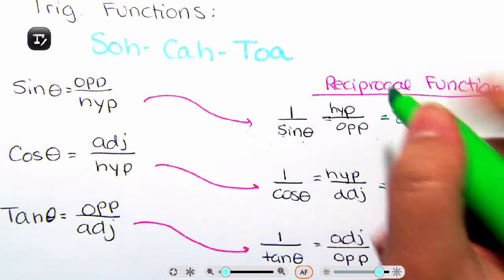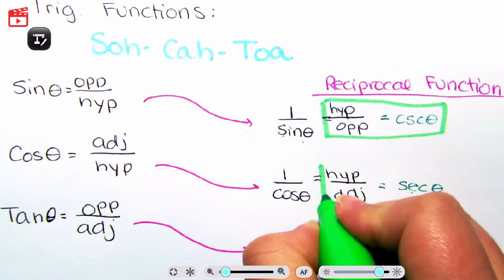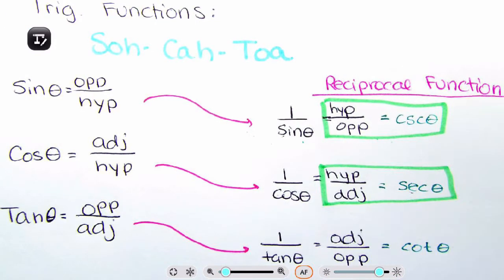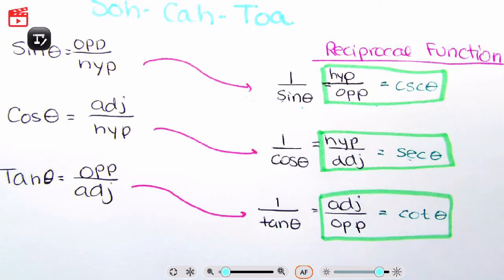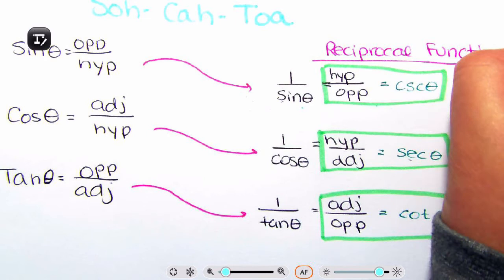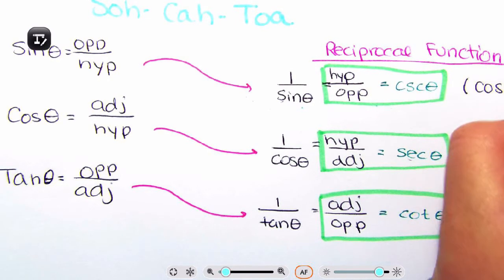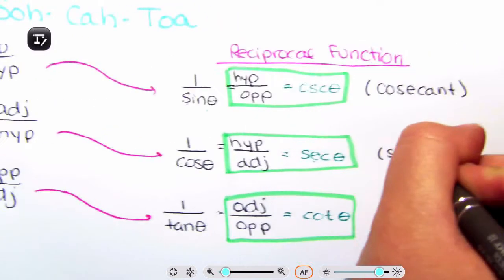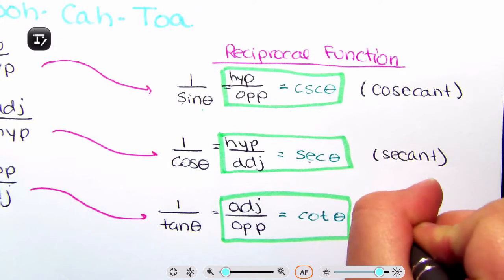All right, so cosecant of theta is hypotenuse over opposite. Secant of theta is hypotenuse over adjacent, and then cotangent is adjacent over opposite. And again, I promised to write out these words, so I'm going to just write these out for you. So this is cosecant. This is secant. And the last one is cotangent.